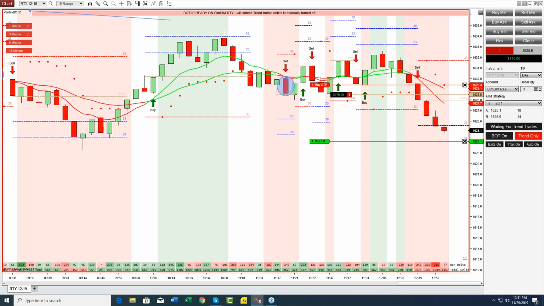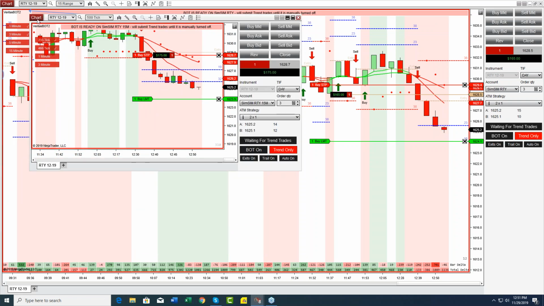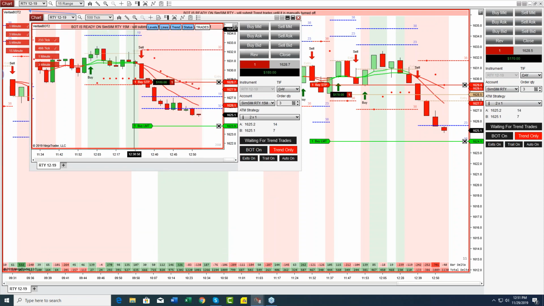Okay? So I trade this bot on a number of different time frames. I trade the Russell on 2 different charts. This happens to be a 15 range, and my other preferred chart, which is actually my preferred chart, is a 500 tick. And you can see that the 500 tick is also in a short.